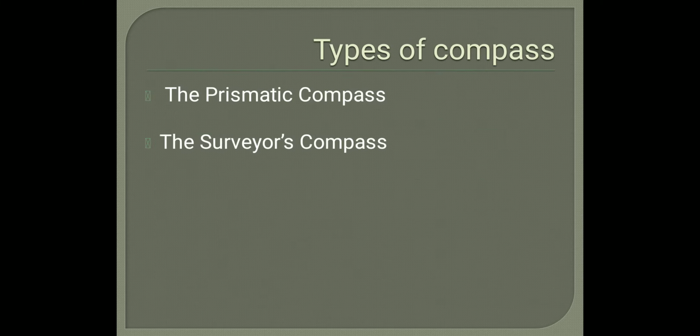Let us move on to the types of compass. There are two major types of compass: prismatic compass and surveyor's compass. As the name itself suggests, the prismatic compass is fitted with a prism, and in the surveyor's compass, we don't have a prism. This is the major difference between these two types of compass.